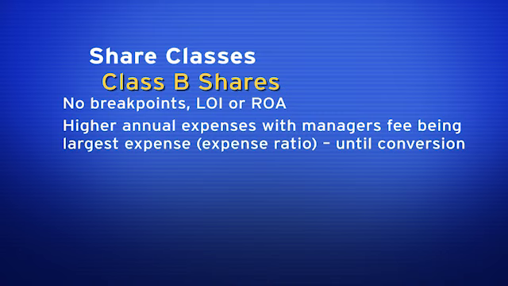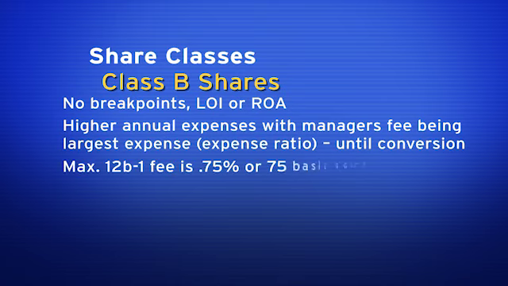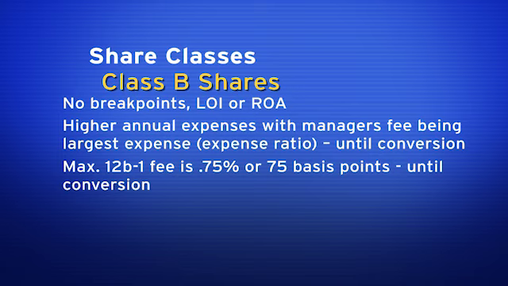What's the maximum 12b-1 fee for Class B shares? 0.75% of assets, or 75 basis points. Now, that is the maximum 12b-1 fee, the maximum fee for distribution of shares until the B shares convert to A. Once converted, the maximum 12b-1 fee on A shares would apply, which is 0.25% of assets.